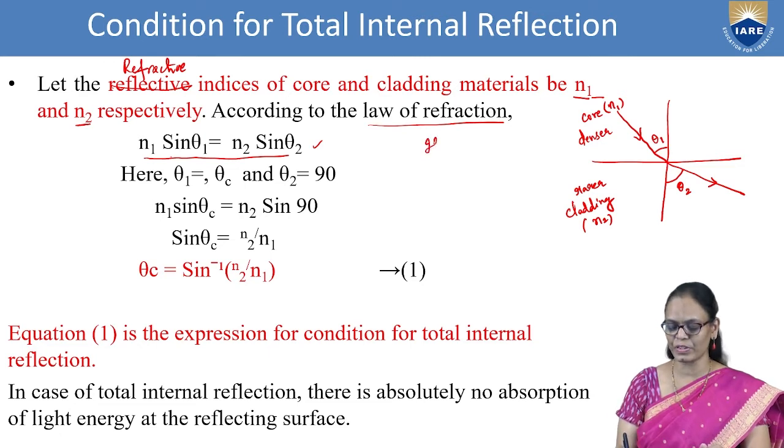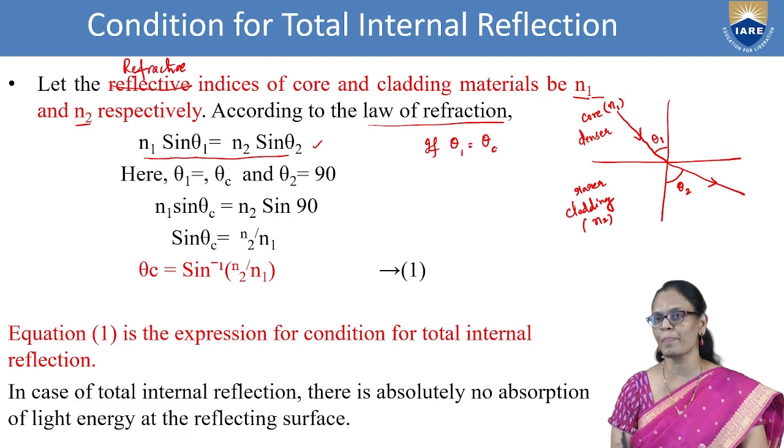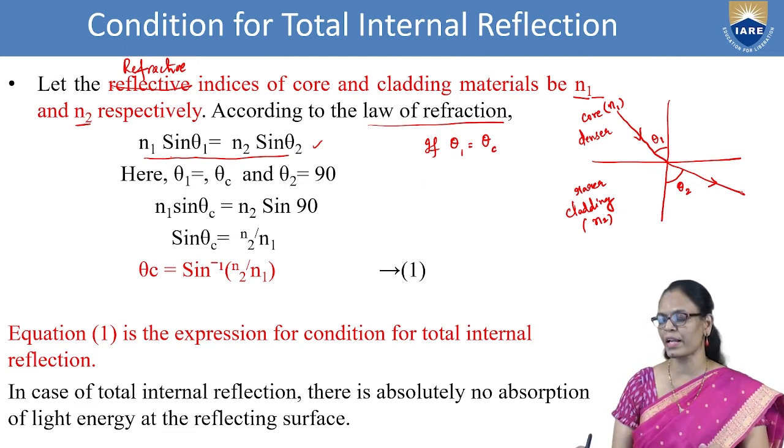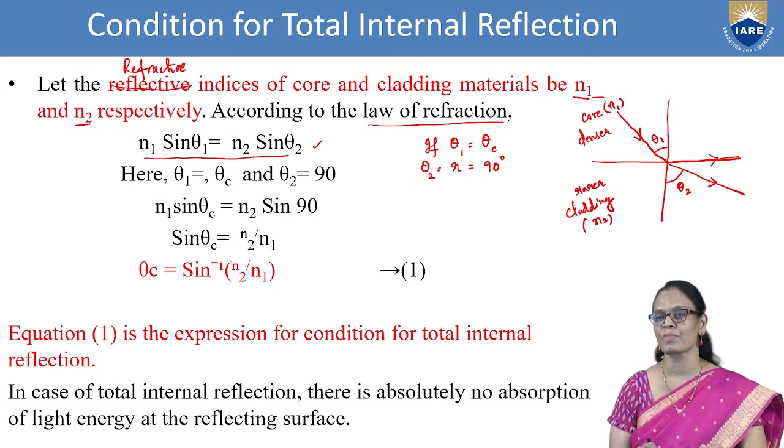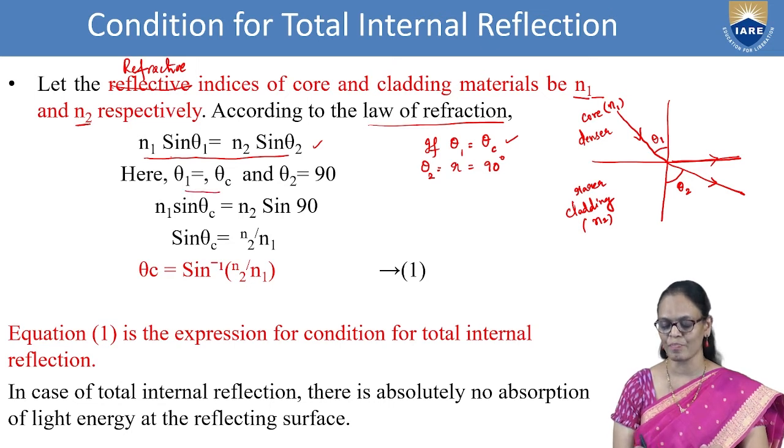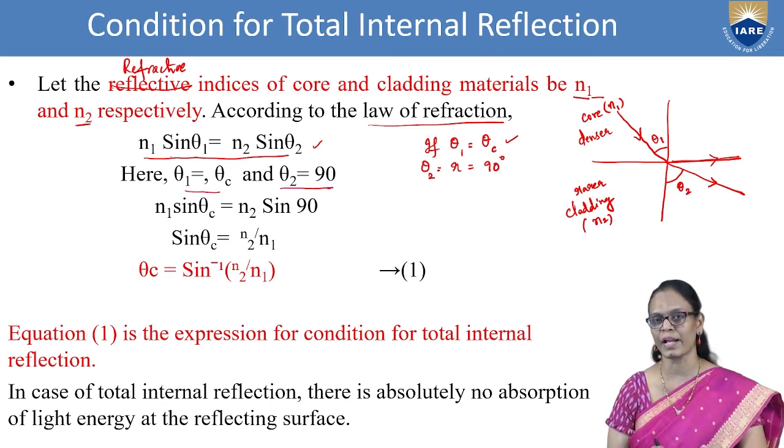So if theta 1 is equal to theta c, then what happens at this particular angle of incidence? The refracted ray just grazes the surface, which means the angle of refraction is equal to 90. The angle of refraction we are talking about is theta 2, so theta 2 is equal to 90. So we will put these two conditions: theta 1 is equal to theta c and theta 2 is equal to 90.